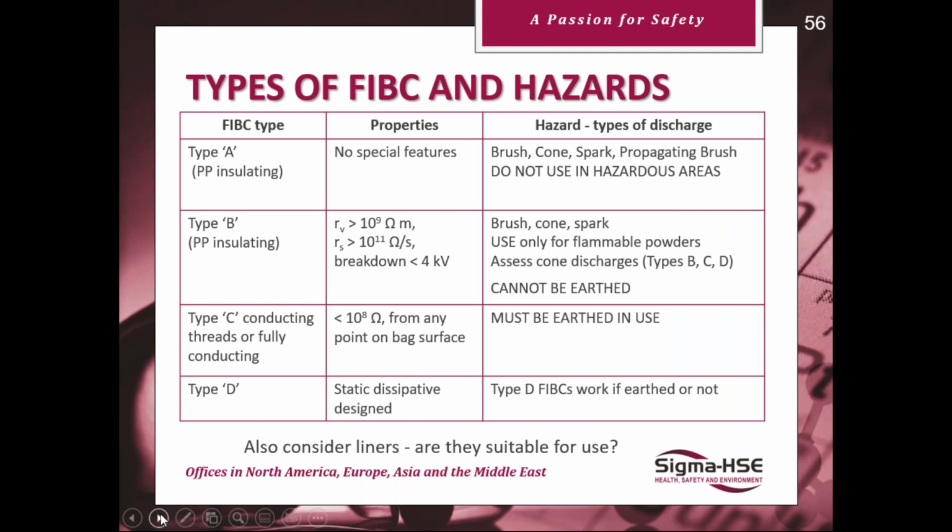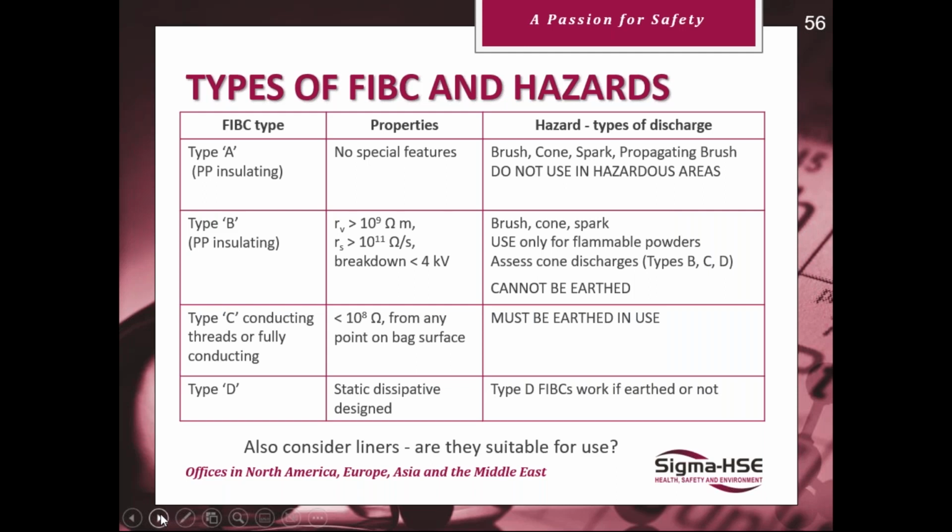So type A has no special features. The types of hazard you can get are basically everything. Do not use them in hazardous areas at all. Type B, you have a breakdown of less than 4 kV, so it reduces the energy of the discharge. You can still get brush, cone, and spark discharges. Use only for flammable powders, not gases, etc.